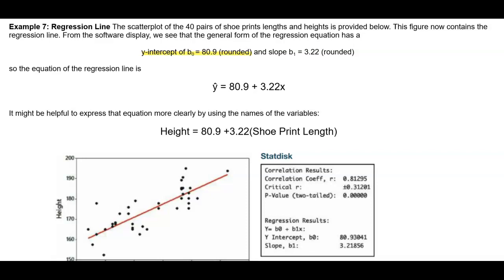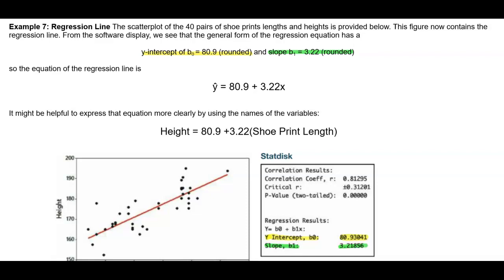So if you come down here, you can see the regression results. There's the y-intercept b subscript 0, and there we have it at 80.9. Some other displays, such as StatCrunch, will be similar. It just may not be exactly the same way, but you will have the same type of display to be able to determine the y-intercept. Then we need to look at the slope. The slope is b subscript 1, which is equal to 3.22, rounded to 2 decimal places.